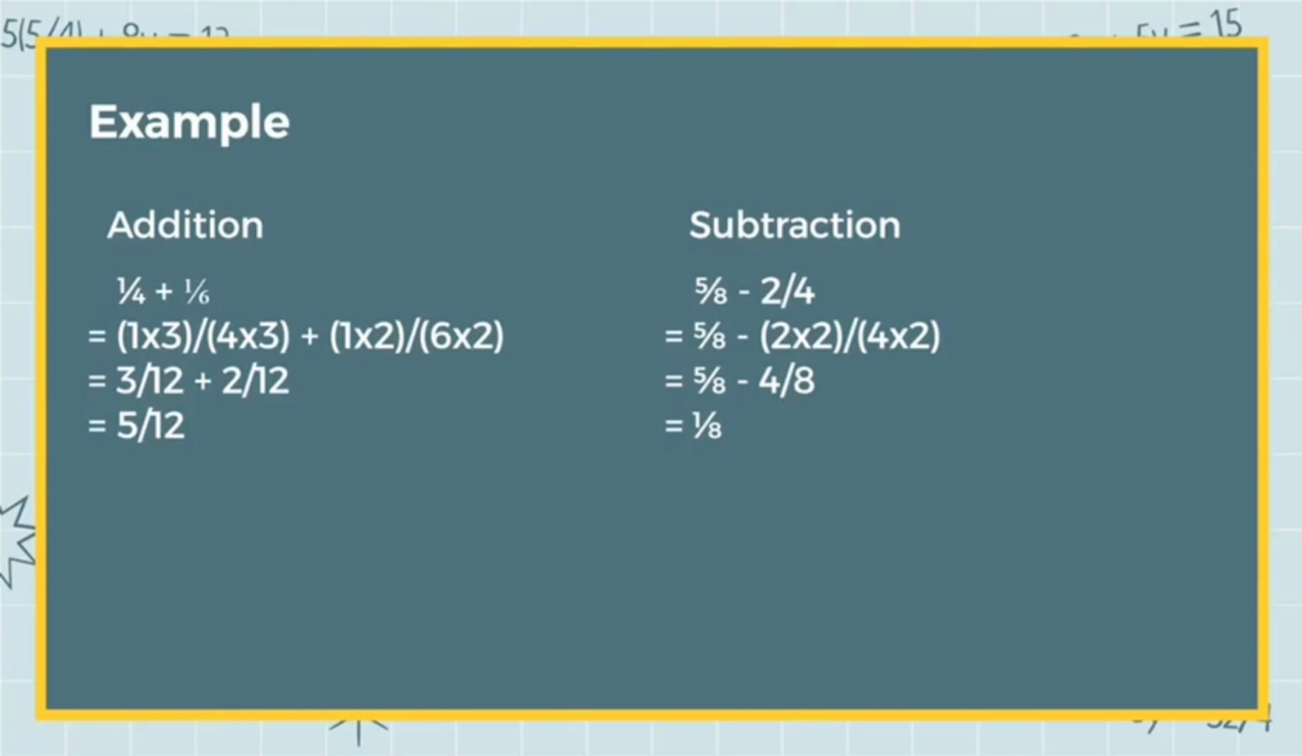Subtraction. 5/8 minus 2 over 4 equals 5 over 8 minus 2 times 2 over 4 times 2, which is 4 over 8. 5 over 8 minus 4 over 8 equals 1 over 8.